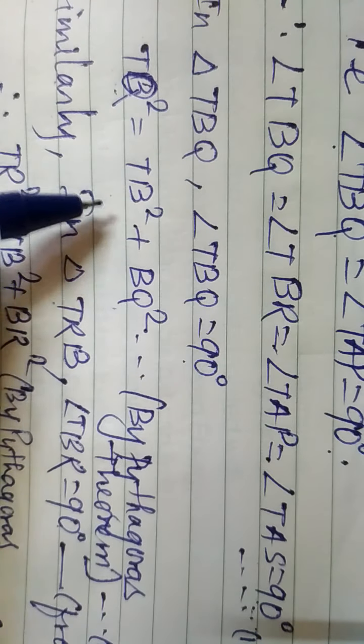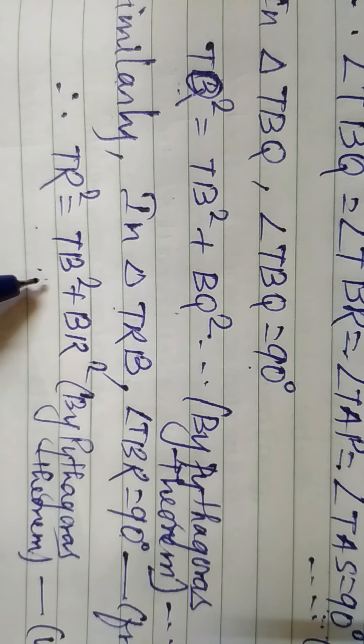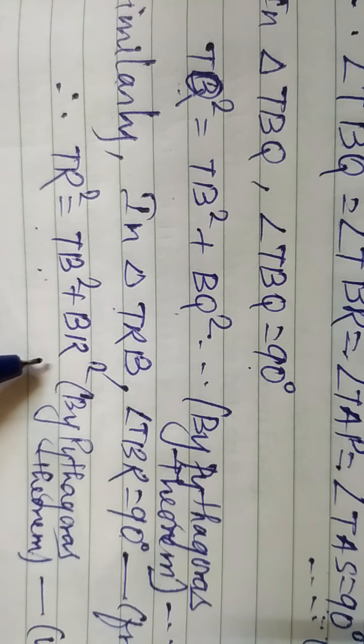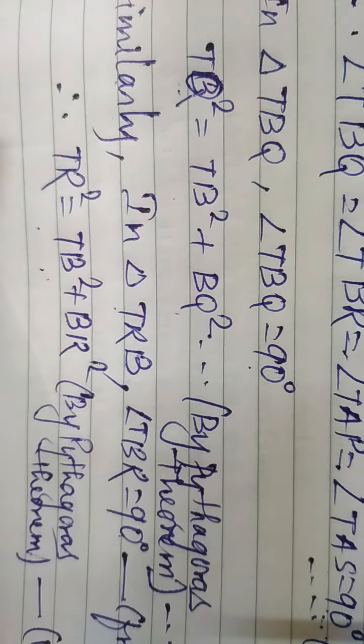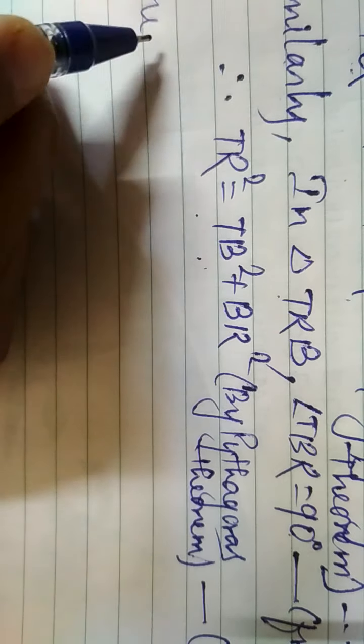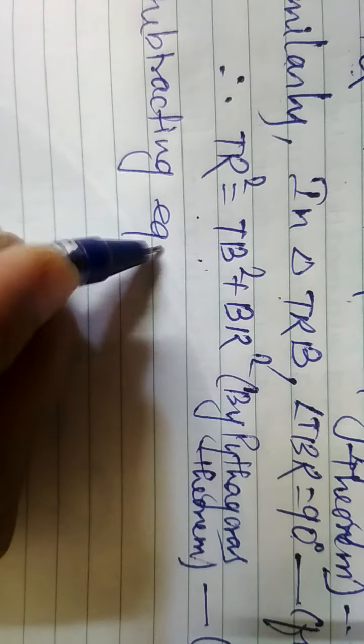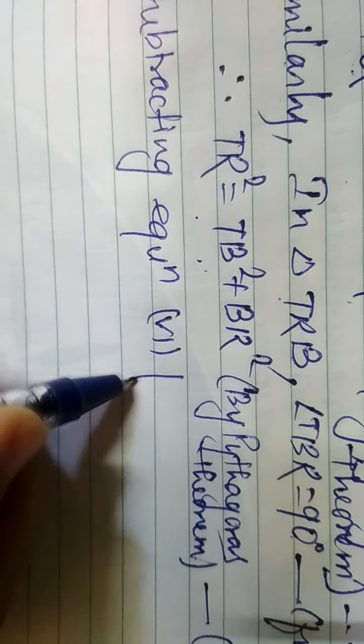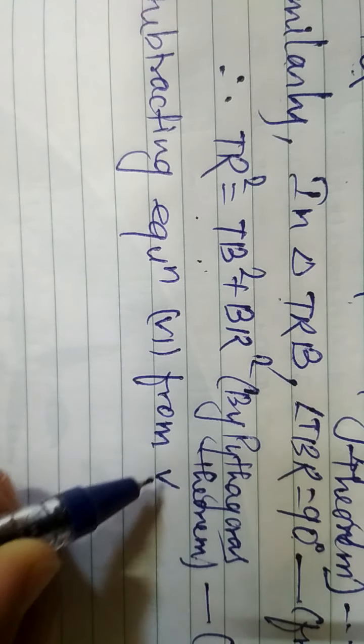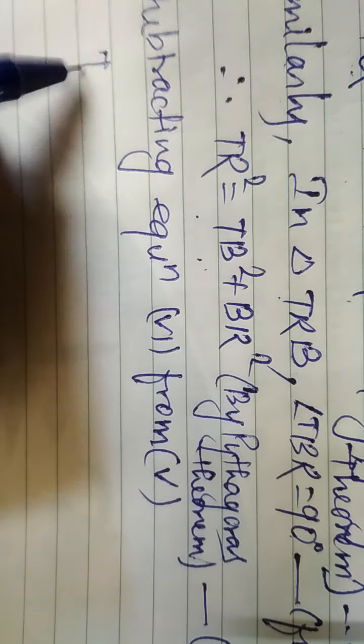TQ square equals TB square plus BQ square. And then we will get TR square equals TB square plus BR square. Okay, now what will we do? We will subtract equation 6 from 5.